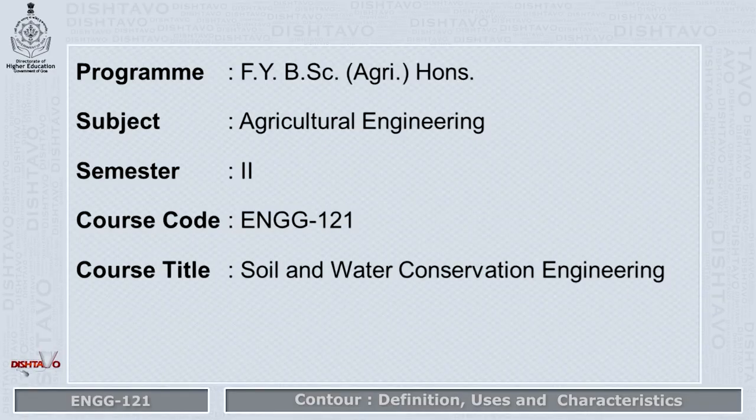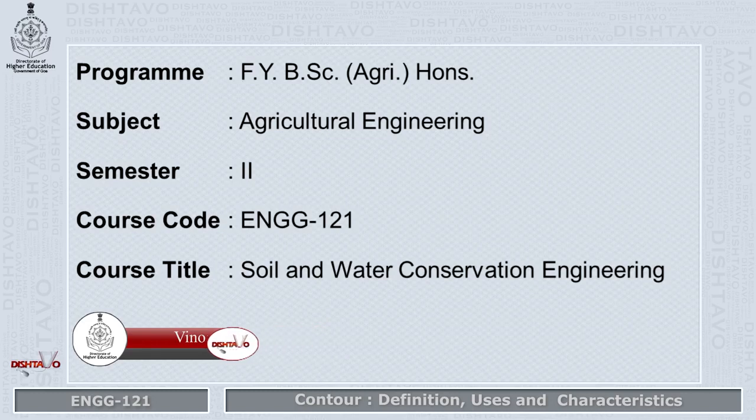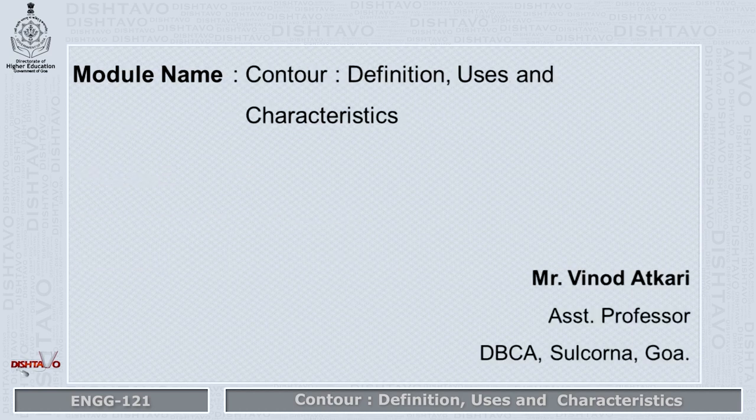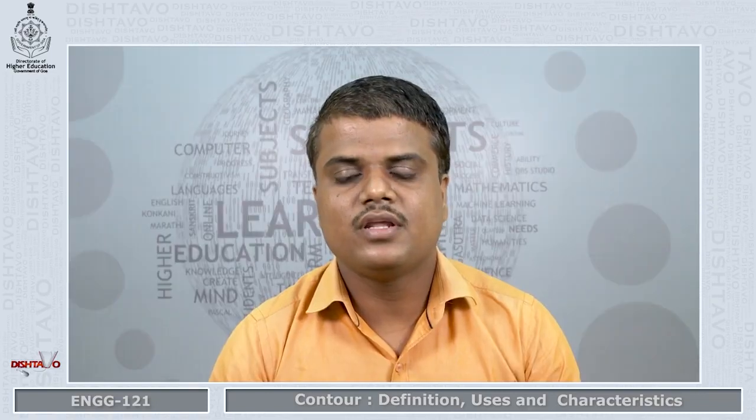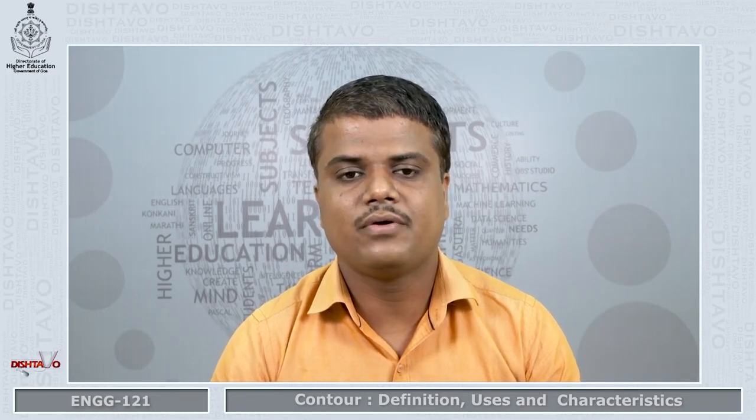Welcome all the students. Now we'll discuss Module 7, 17 for the program first year BSc Agriculture Honors, for the subject Agricultural Engineering for second semester, of course code Engineering 121, and the title of the course is Soil and Water Conservation Engineering. The name of the module is Contour, Definition, its uses and characteristics. I am Mr. Vinod Atkari, Assistant Professor, Don Bosco College of Agriculture, Sulcorna, Quepem, Goa.